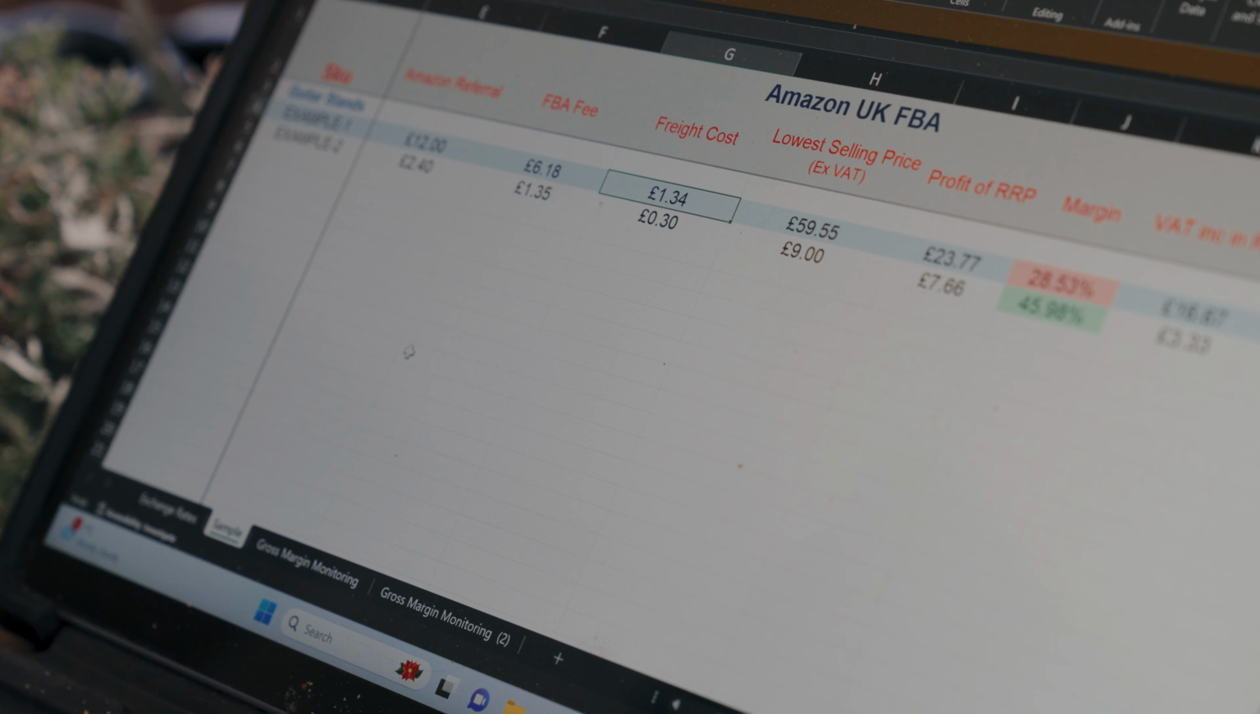I know I can ship about 4 of these to Amazon in one case. So I have the freight cost down here as £1.34, because that's the actual cost then divided by 4. Now if you were selling via MFN, it's good to create another spreadsheet for this, but for today I just have the one.